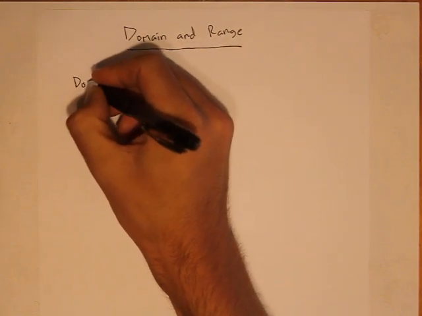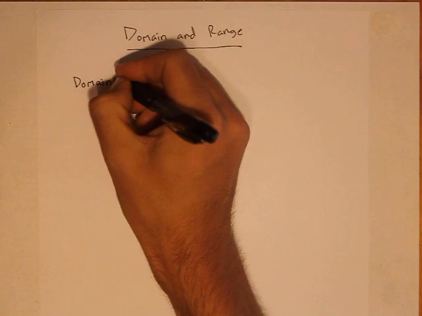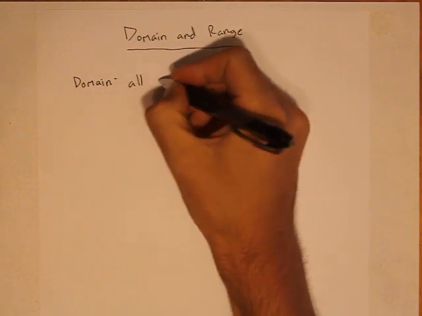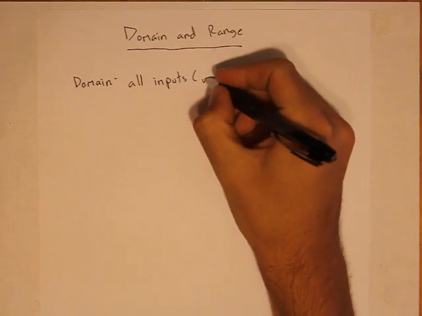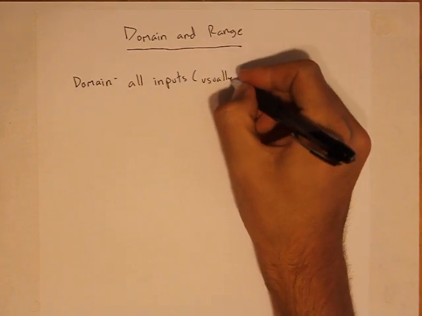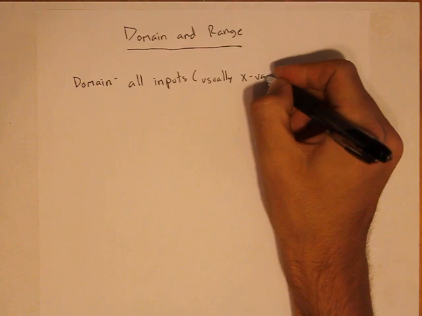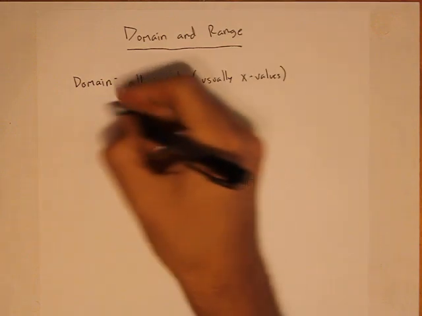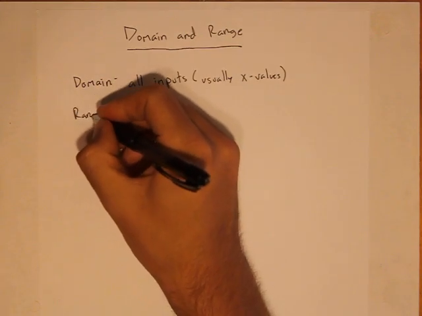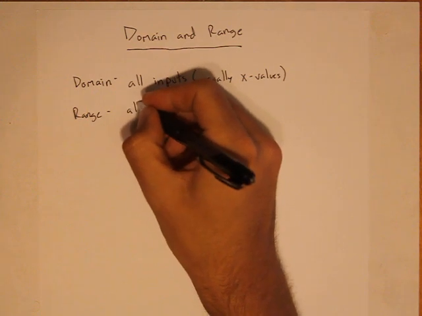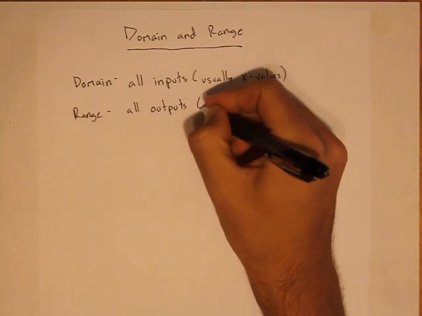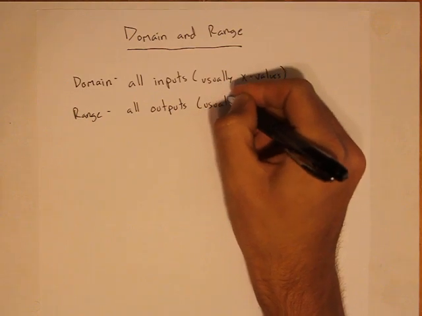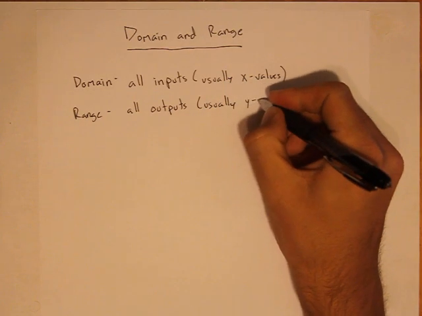Domain is all inputs, which means it's usually the x values, while the range is all outputs, which means usually the y values.